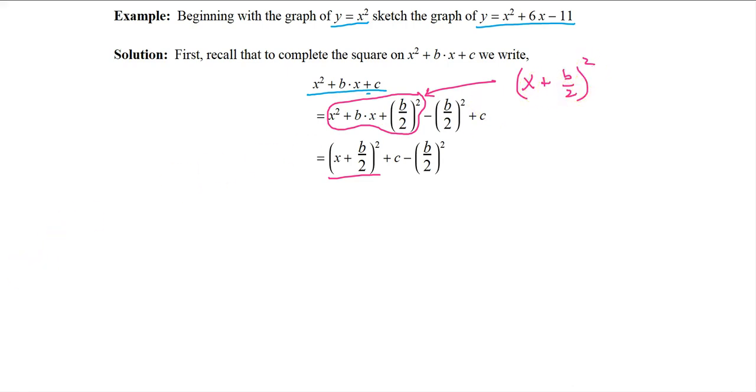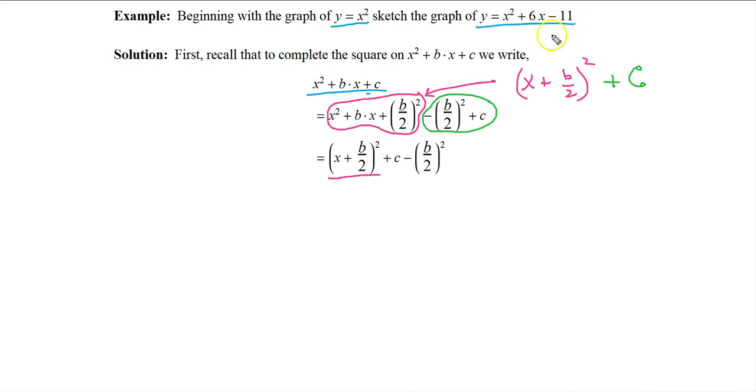And then this term right here is just added on to this. We'll call that some number, capital C or whatever. And so we can take this and rewrite it like this, and then we see that we have a shift left or right by b over 2 units and a shift up or down C units, depending on the signs of b over 2 and the capital C right there. That's called completing the square.